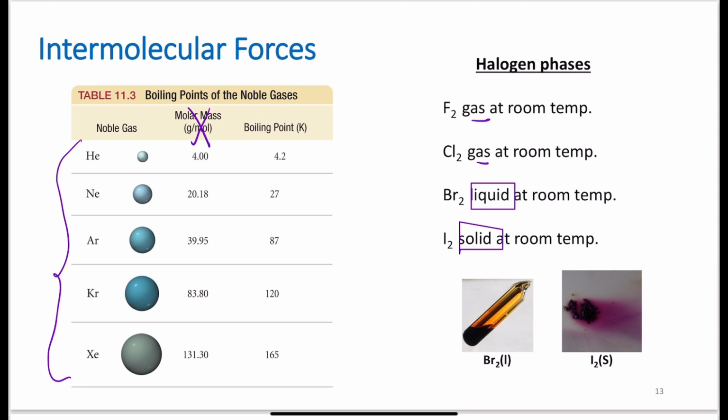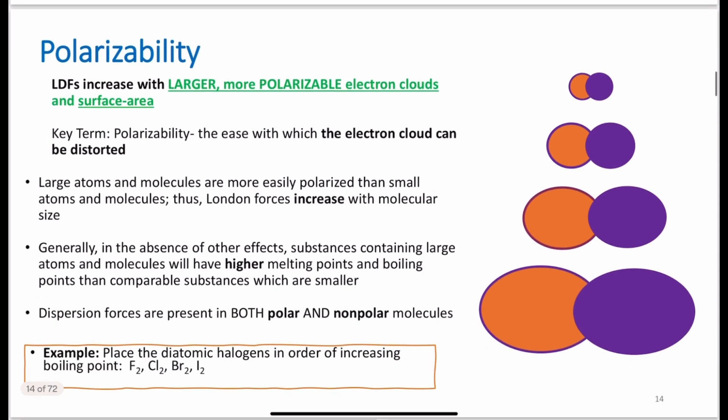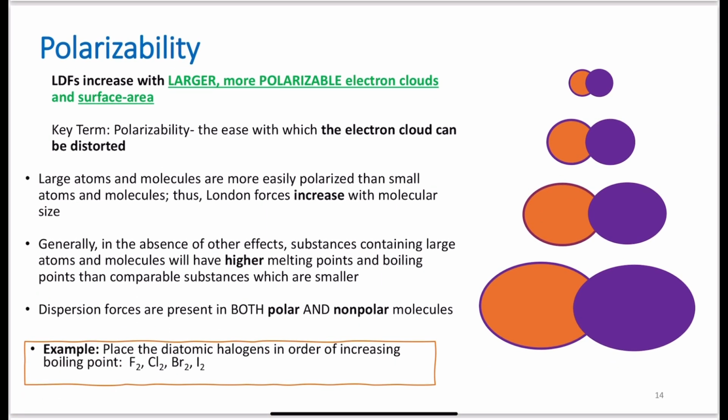F2 is the smallest. Fluorine is the smallest atom in this list. So the F2 molecule will be the smallest molecule in this list. Iodine is the largest atom in this list, which means I2 will be the largest molecule in this list. The larger the molecule, the more polarizable it is. These here are trying to show you the general sizes of these things. So this would represent F2 versus Cl2, Br2, and I2, okay?